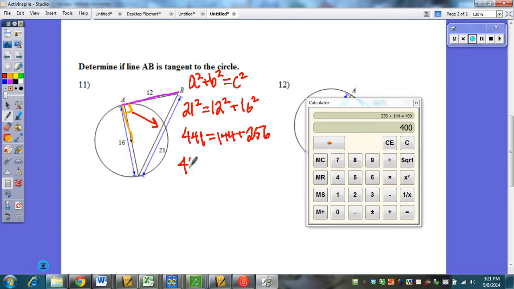Well, we find out that 441 does not equal 400, therefore it is not a tangent line. A line, singular. Okay?